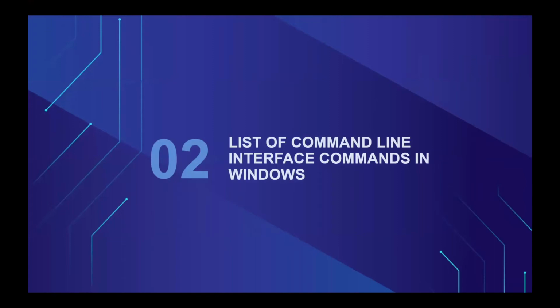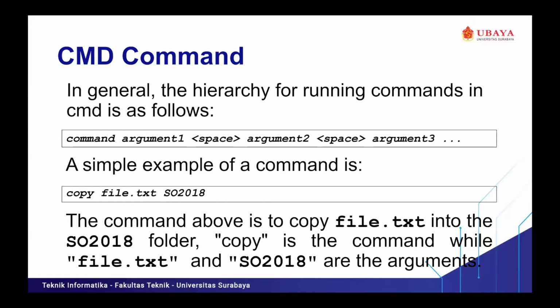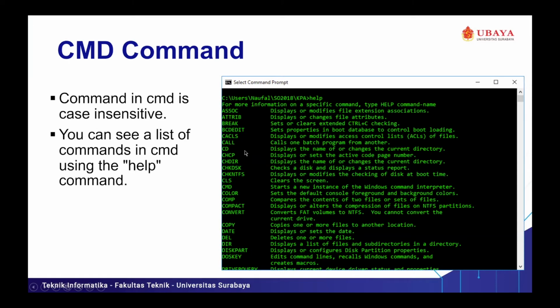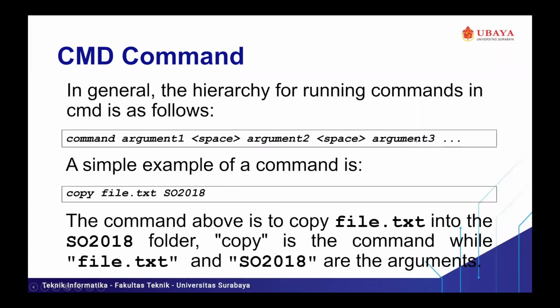List of command line interface commands in Windows. In general, this is the hierarchy of running commands in CMD. If you want to type a command in your CMD, this is the template: you type the command, then argument 1, space, argument 2, then space, argument 3, and so on.